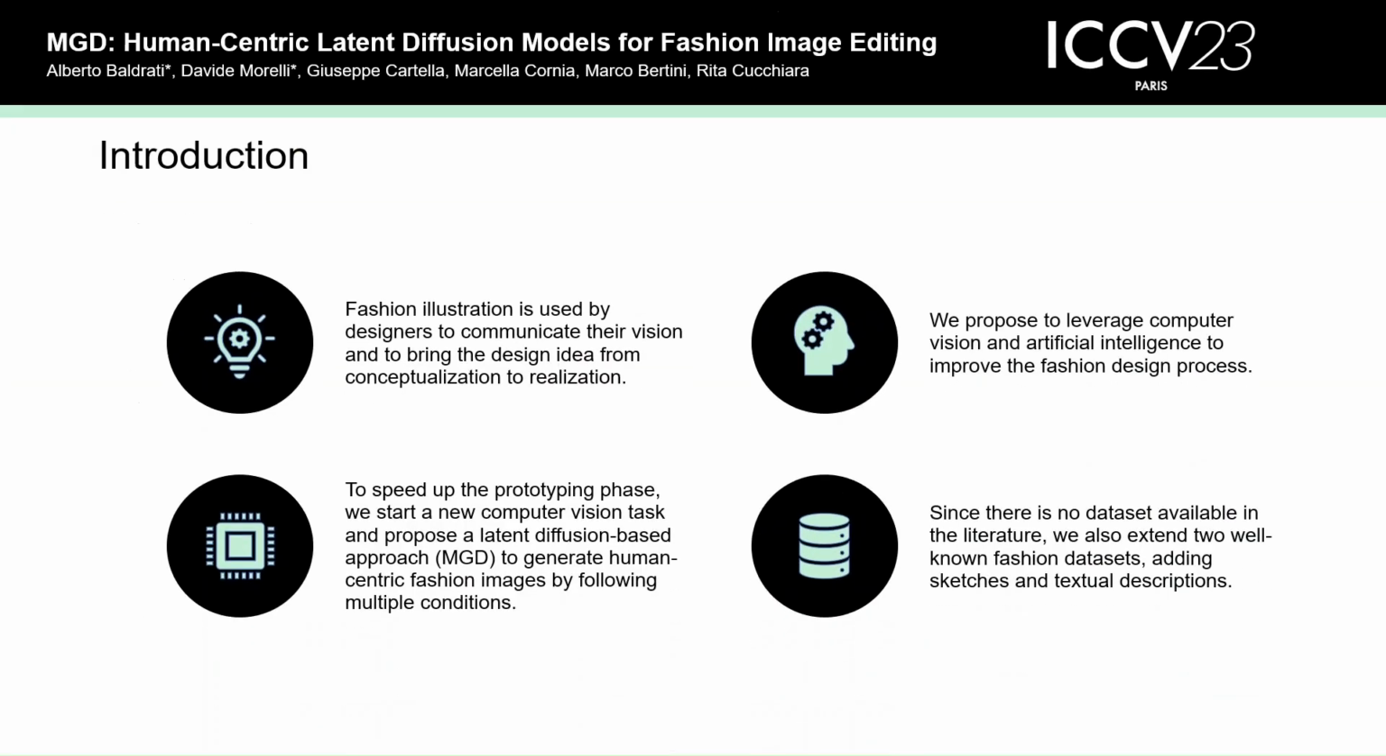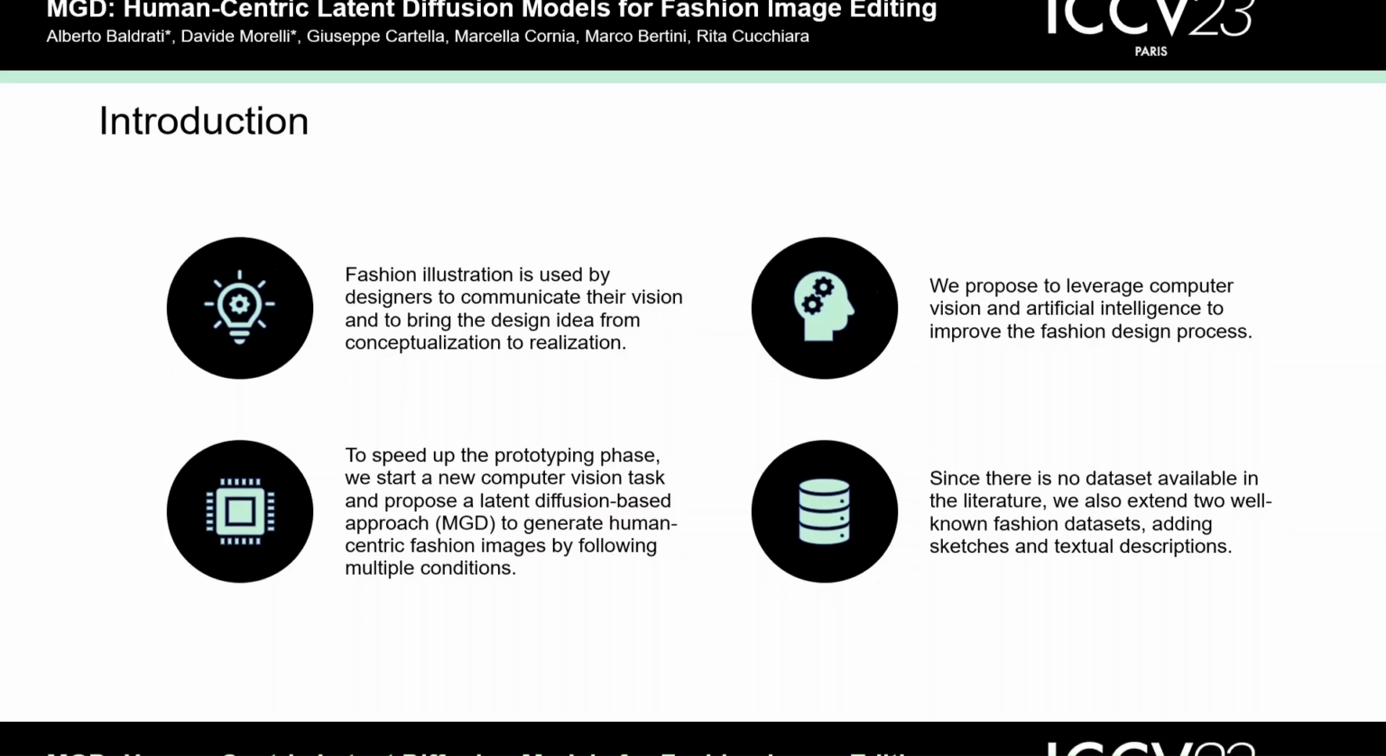We propose a method to speed up the prototyping phase of fashion garments, starting a new computer vision task called Multimodal Fashion Image Editing. This task extends the existing text fashion image editing by introducing multiple constraints as input. To do so, we extended two known fashion datasets, adding sketches and textual descriptions.